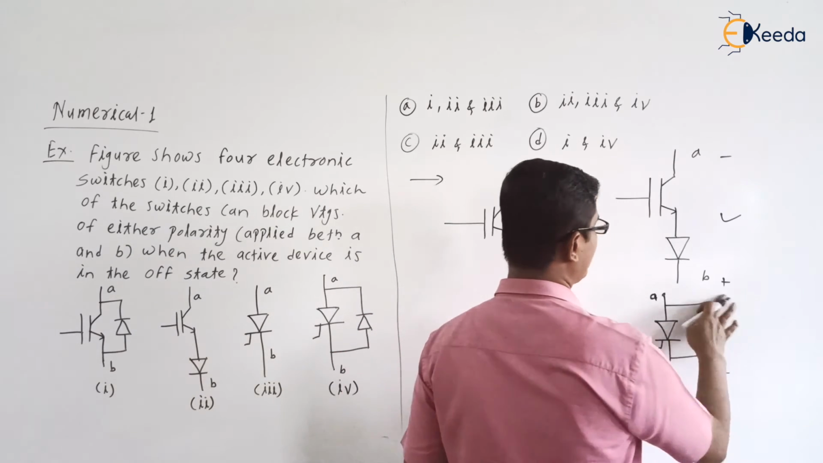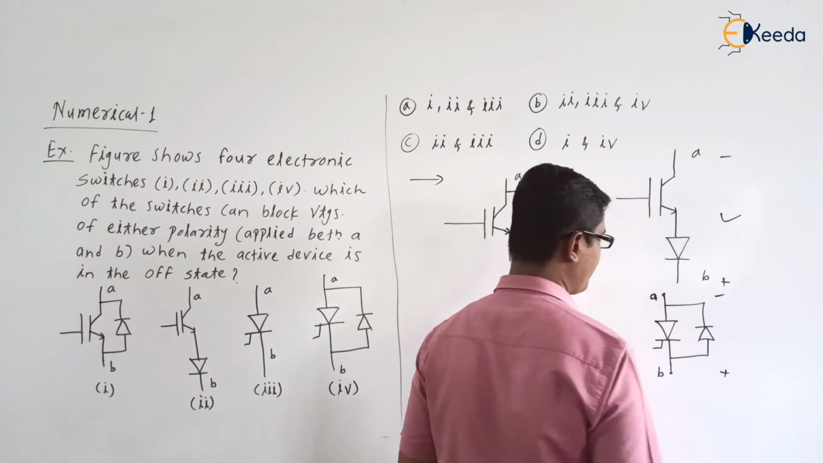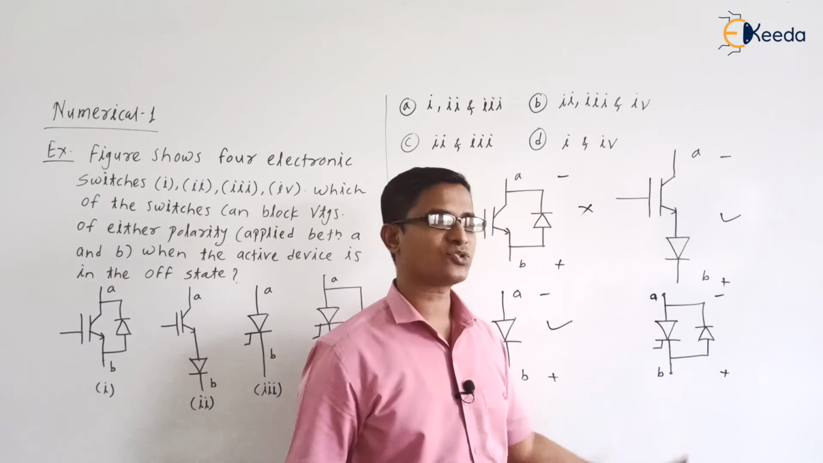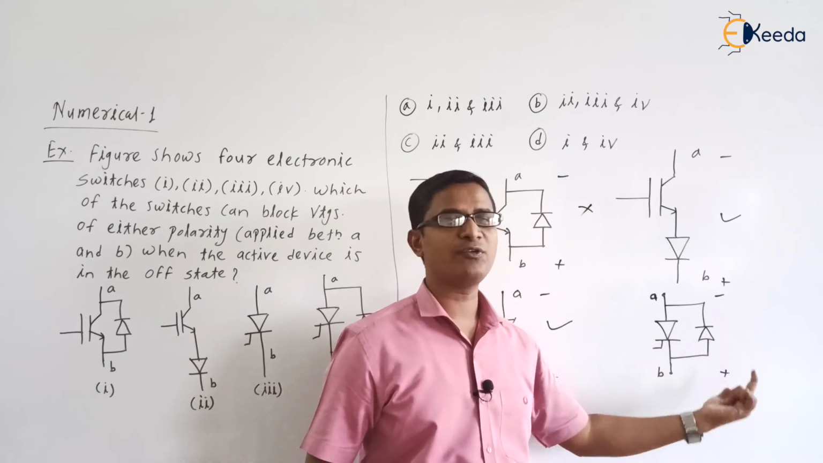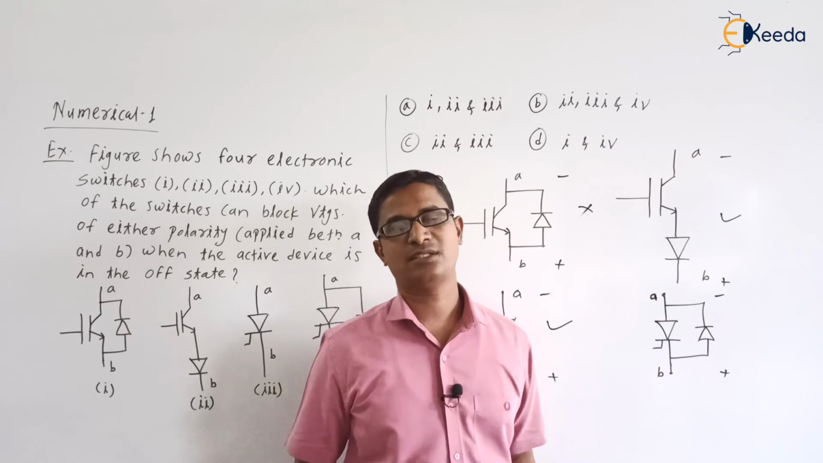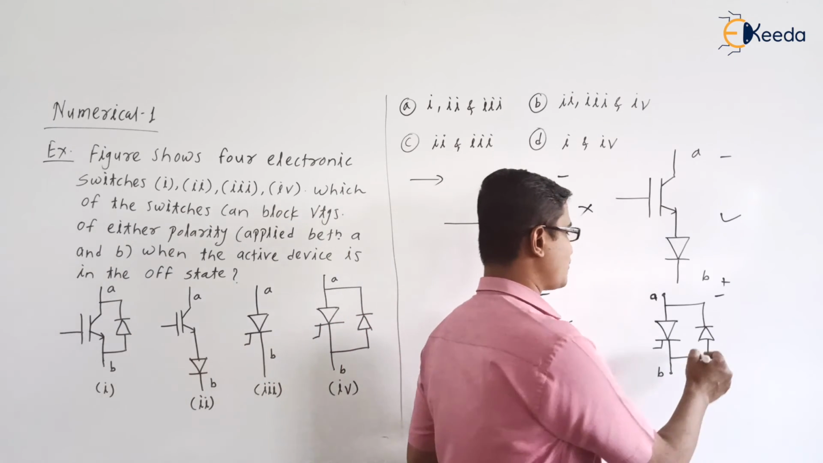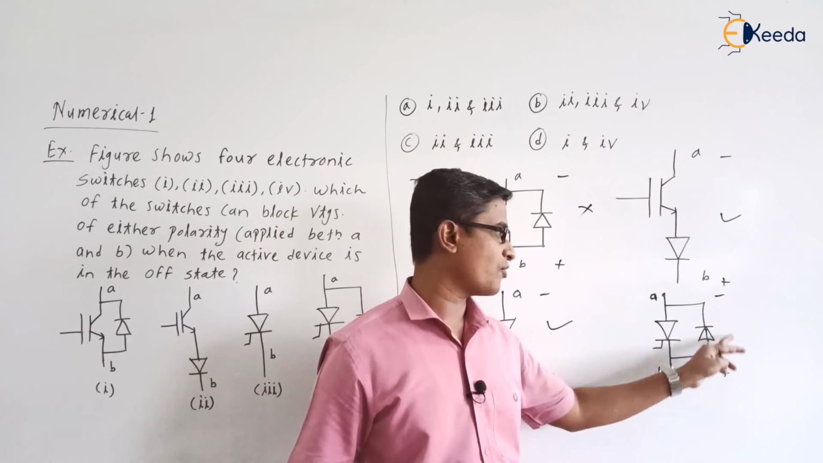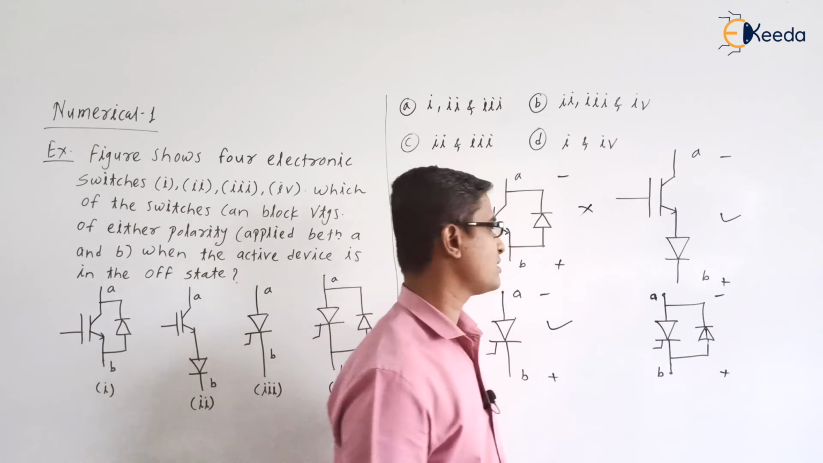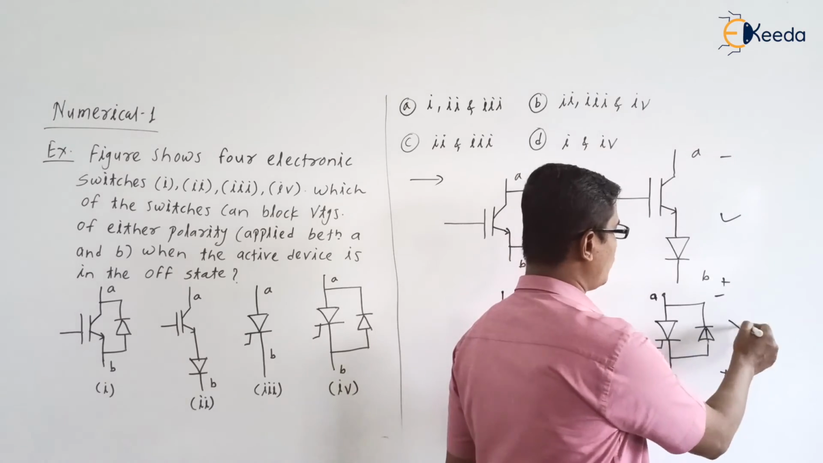Let us check for the reverse voltage. So minus here plus here, whether this switch blocks the reverse voltage? SCR will be in the reverse blocking mode, but what about the diode? Diode will be in the forward conduction mode. Forward biased, so that's why it will be in the conduction mode, so diode cannot block this voltage, right? So this switch only blocks the forward voltage but no reverse voltage.